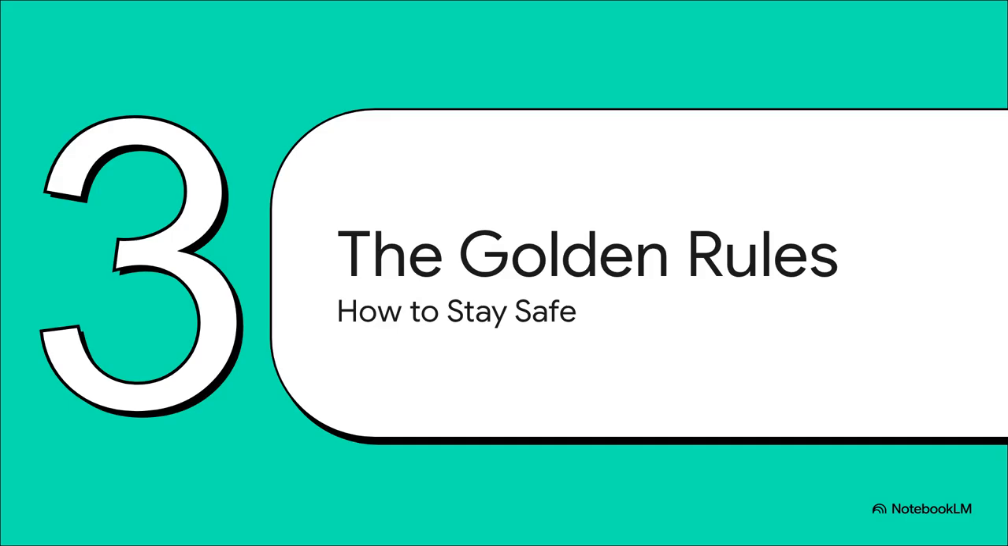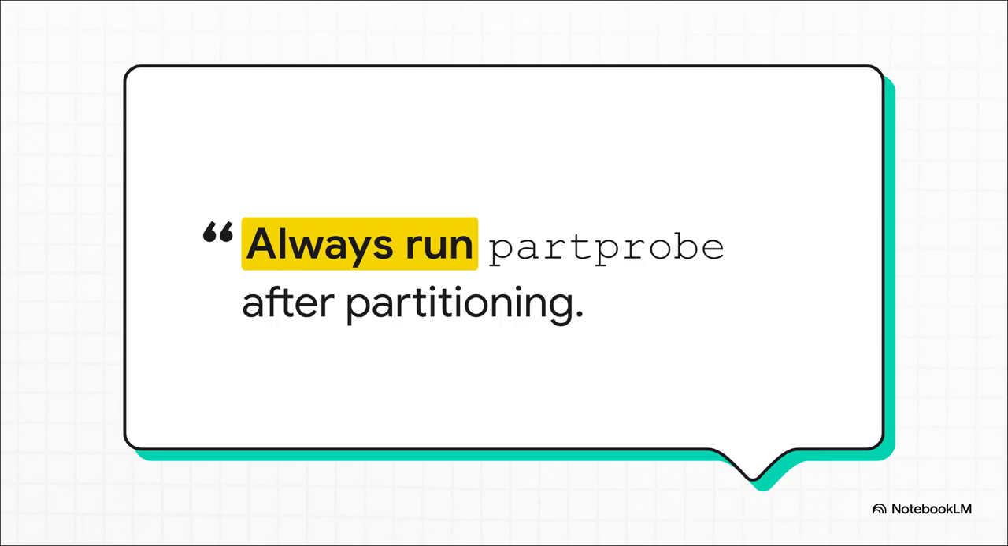Now that we know how to do it, let's talk about how to do it safely. You know, working with disks is incredibly powerful, which means you can also cause a whole lot of damage if you're not careful. These are the rules you need to live by. Rule number 1 is going to save you so much frustration. Forgetting to run partprobe right after fdisk will make you think your changes didn't work. You might try again, or worse, you might reboot the whole server for no reason. Just make it a habit. fdisk, then immediately partprobe.